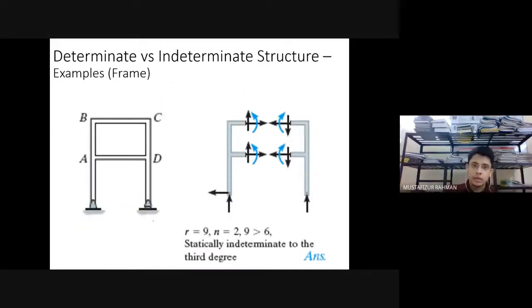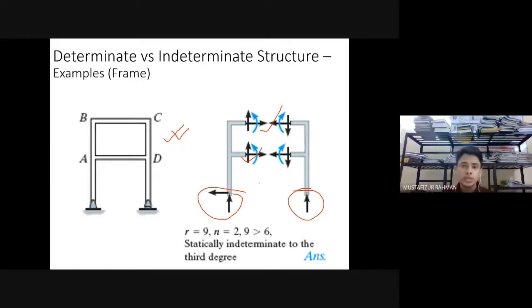Then this is a frame. A building frame can be idealized or simplified into something like this. So we know this. So here what will happen? How many unknown forces are here? Here you have unknown forces at the support. Here you have unknown forces at the support. Here you have unknown forces in the member. Here you have unknown forces in the member.